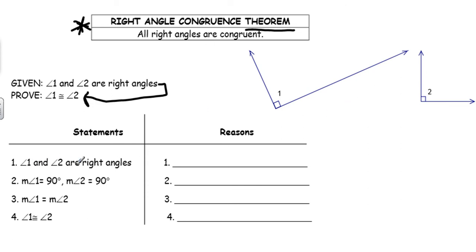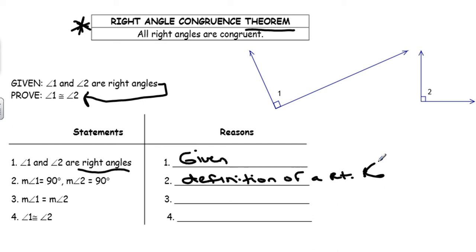Angle 1 and 2 are right angles. That was given to us. And why are we allowed to replace angle 1 and angle 2 with the measure of angle 1 equals 90 degrees and the measure of angle 2 equals 90 degrees? Well, what we're doing here is we're just defining what a right angle is. And the definition of a right angle is that the measure of a right angle is 90 degrees. So we're replacing angle 1 being a right angle with the definition of a right angle, which is that it equals 90 degrees.